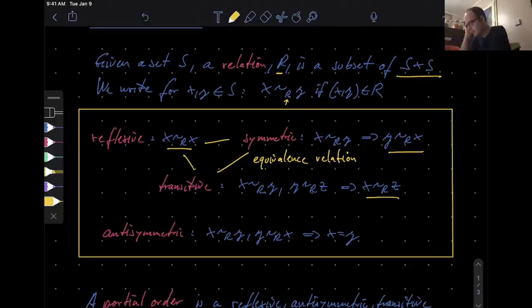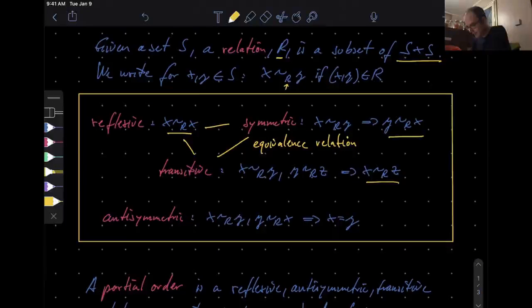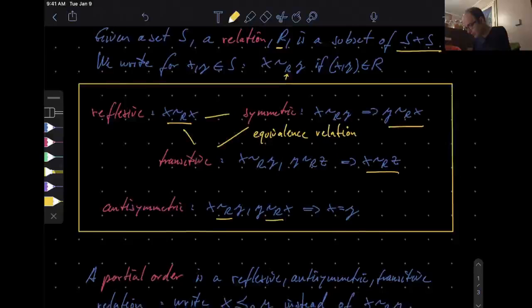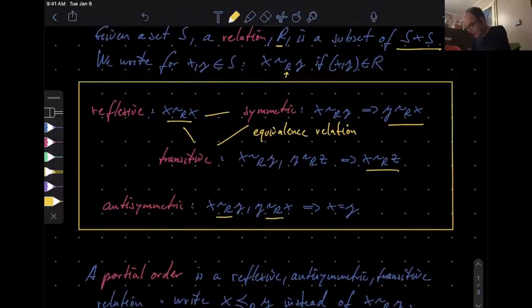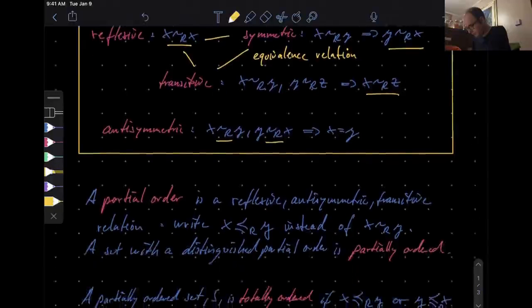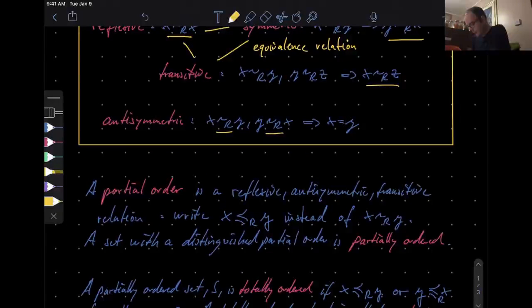Now what might not be so known, and what is actually important here in this setting, is an antisymmetric relation. So antisymmetric is if x is related to y and y is related to x, then x and y have to be the same. Okay, this is an equality, okay? That sets it apart from the transitivity. Okay, now, having that yellow box in mind, a partial order is a relation which is reflexive, antisymmetric, and transitive.